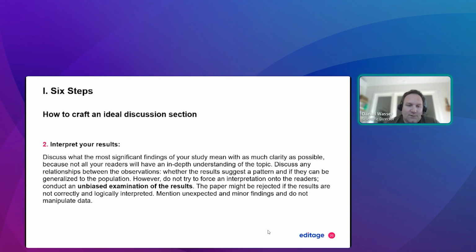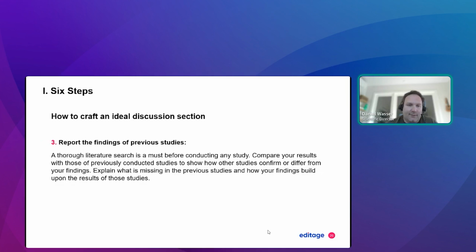Then at this point, you also want to mention anything unexpected or minor findings, and manipulate is probably too strong a word, but you don't want to kind of bias the data. You really want to make sure you're telling it how it is. And that can be important then to work in the context of previous studies, right? Comparing your results to what's been done in the literature elsewhere, particularly if your findings are contradictory or really unique. It can be important to put that into the broader picture. And explain what is missing in the previous studies and how your findings build upon the results of these studies. I think that's really important as well.